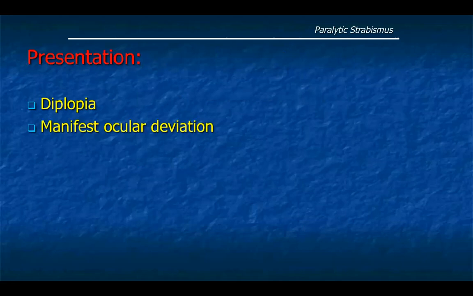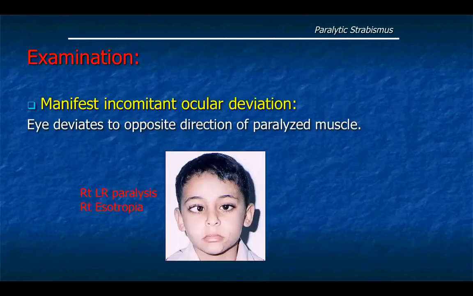Presentation: the patient presents with diplopia and a manifest ocular deviation. By examination, there is a manifest incomitant ocular deviation. The eye deviates to the opposite side of the paralyzed muscle. For example, this child has a right sixth nerve palsy, causing a right lateral rectus paralysis. So the lateral rectus is paralyzed, the medial rectus is normal and acts against the paralyzed muscle, so pulls the eye in its direction, causing right esotropia.